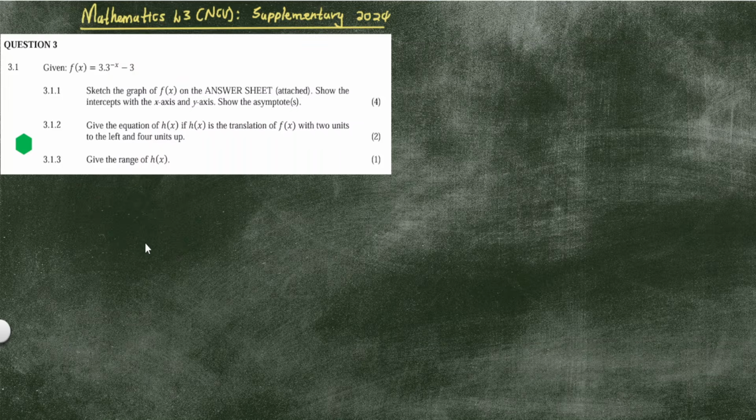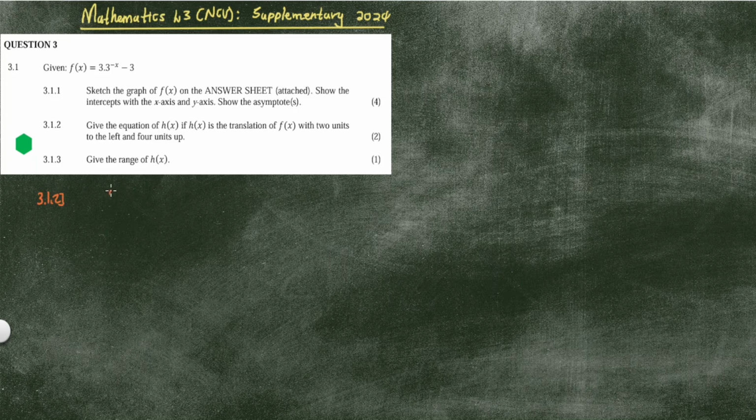Oh, question 3 has 3 questions: there's 3.1, there's also 3.2, and then it ends with 3.3. I couldn't show everything because some of the sections are big for the screen, so I couldn't fit everything on the same slide. Now let's answer the second question, 3.1.2.